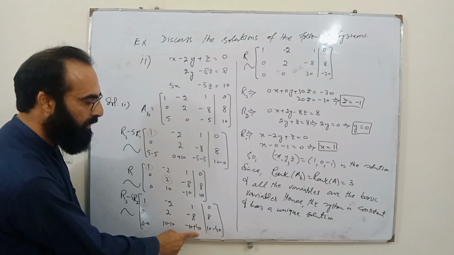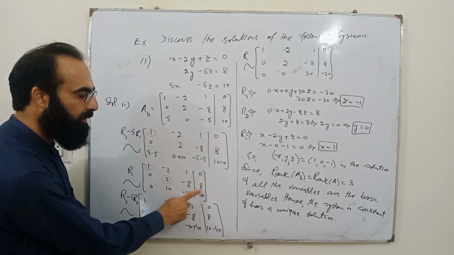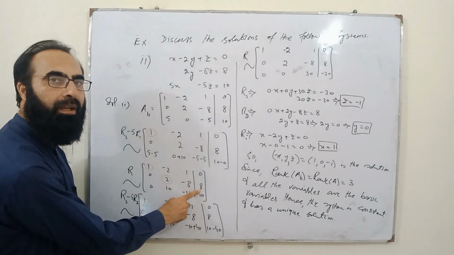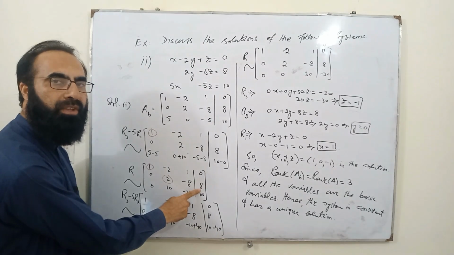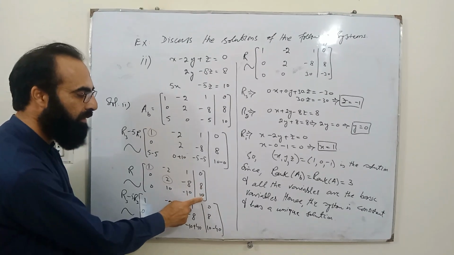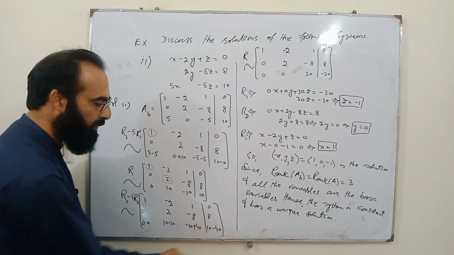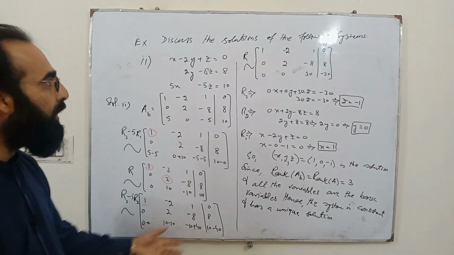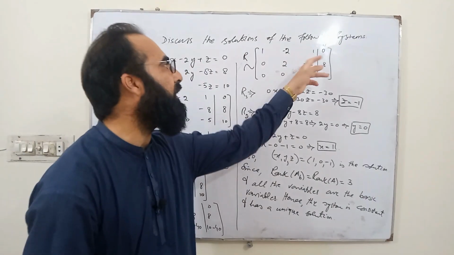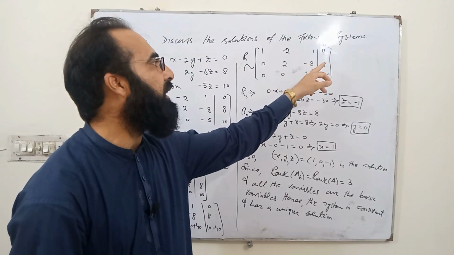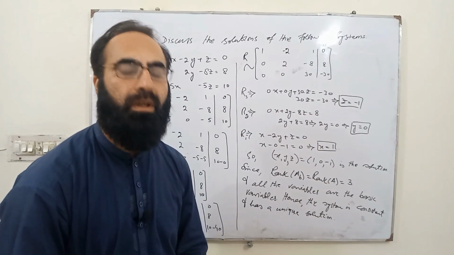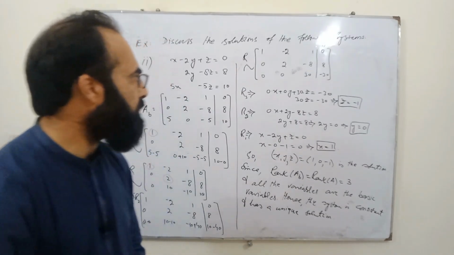Similarly, subtract 5 times of this 8. So 5 times of 8 gives us 40, and subtracting 40 from this 10, we will get 10 minus 40. Now just simplify the system. We will get 1, minus 2, 1, 0; 0, 2, minus 8, 8; and 0, 0, 30, minus 30.